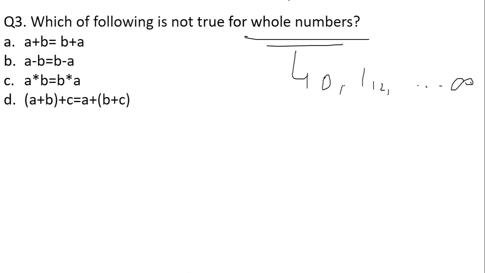They have given the options. Option A is A plus B is equal to B plus A. Option B is A minus B is equal to B minus A. Option C is A into B is equal to B into A. Option D is A plus B plus C is equal to A plus, in brackets, B plus C.